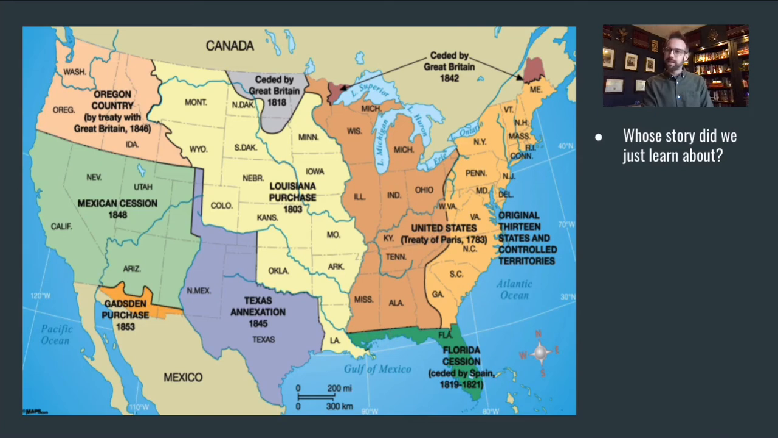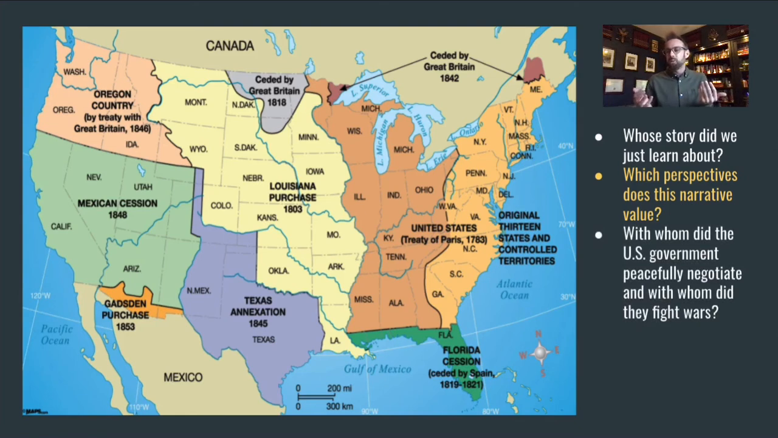So we want to ask the next logical question, which is, which perspectives does this narrative value? We've got all these different powers involved, but because it's from the point of view of US history, it really values the American perspective over, say, that of Mexico, which lost over half their land in a couple of conflicts, right? They didn't want to lose Texas. They didn't want to lose California and all that land. And when we study westward expansion as a story of progress from east to west, we study it from the point of view of us being victorious, but not really from the point of view of those who lost out. Another question to ask is, with whom did the government negotiate peacefully, and with whom did they fight?